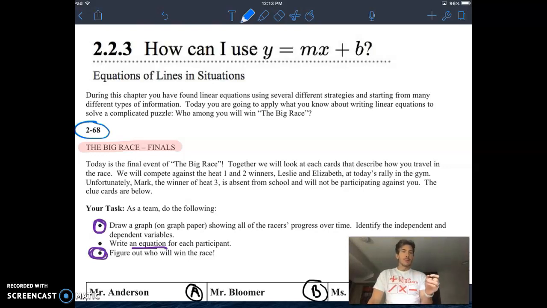All right, so we're going to use the big race. We're going to take 6 trike riders, 4 of whom are your math teachers, and 2 of whom are the winners of the prior heats, Leslie and Elizabeth, right? You might remember them from a prior video. And we're going to figure out, given different information, who the winner of our race was. So our goal is to graph these things, write an equation for each line, and then figure out this third bullet here, who the winner of the big race is.